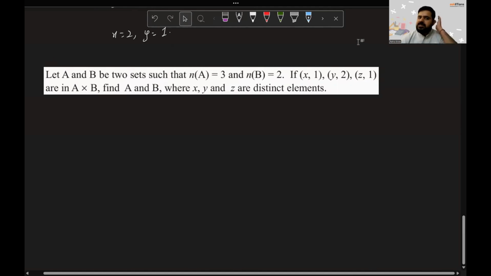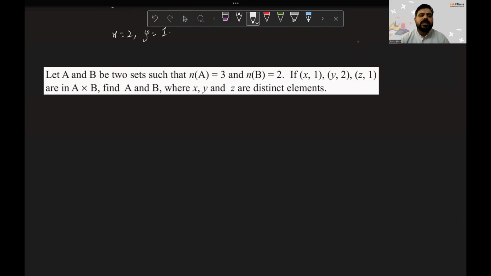Yeah, the question tells us, let A and B be two sets. Okay, there are two sets given to us. The name of the first set is A, the name of the second set is B, such that n(A) is 3. What is n(A)? n(A) is 3 means the number of elements in set A is 3. n(B) is 2. So the number of elements in set B is 2.